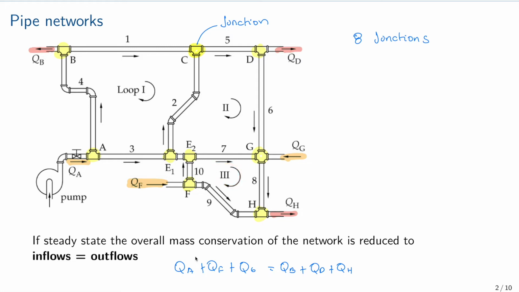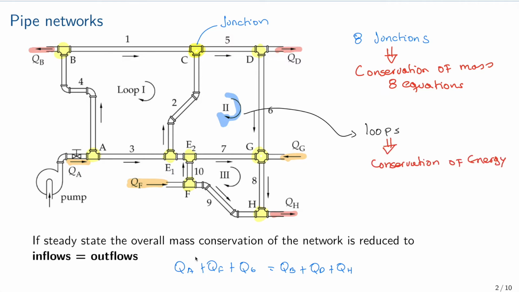Okay, now in a junction what is important is that we can apply conservation of mass, because we have flow coming into the junction and flow leaving the junction. So from the junctions we have conservation of mass, and therefore we are going to have 8 equations. Now from the loops we have conservation of energy. So in total we have 1 conservation of energy per loop. So in this case we have 3 equations.